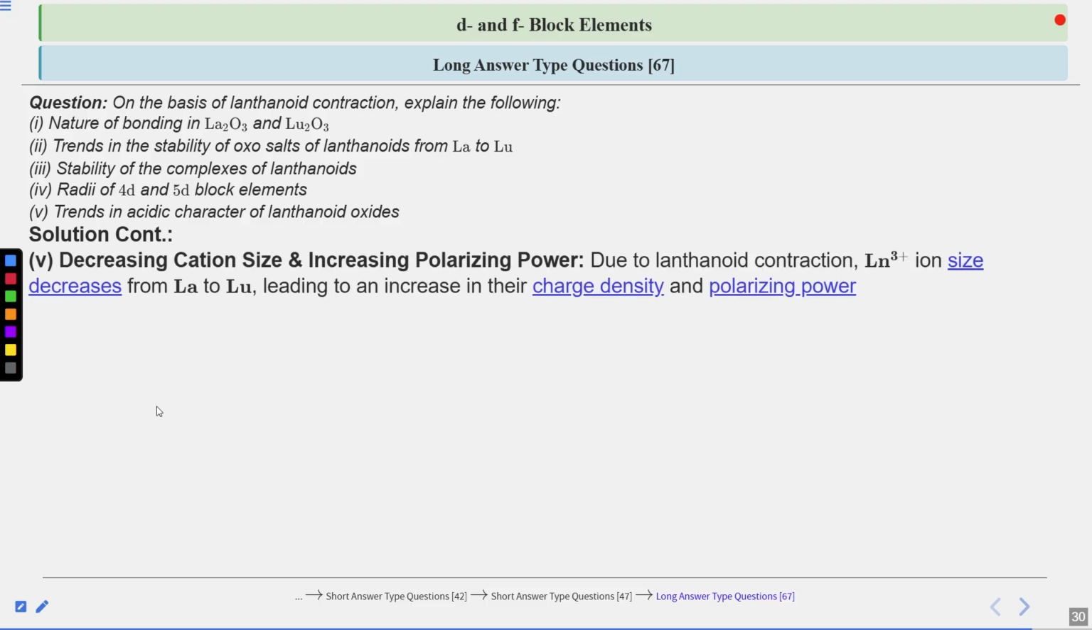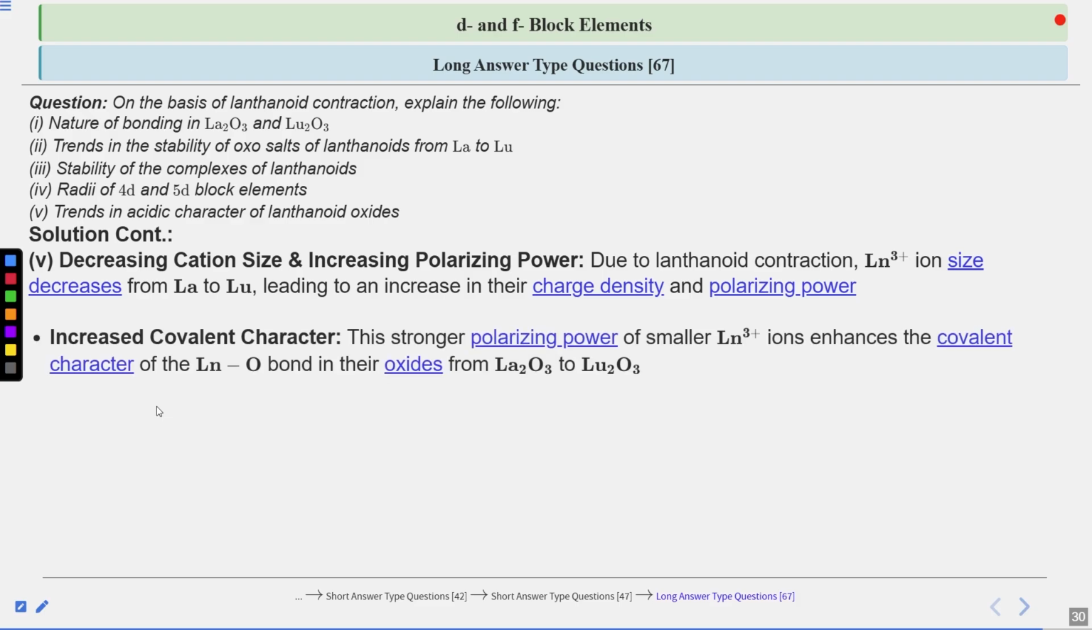Now let's see the fifth part, that is trends in the acidic character of lanthanide oxides. How you can explain it using lanthanide contraction. So decreasing cation size and increasing polarizing power. You know that due to the lanthanide contraction, the lanthanide tripositive ion size is decreasing gradually from lanthanum to lutetium, which is leading to the increase in their charge density, and also the polarizing power is increasing.